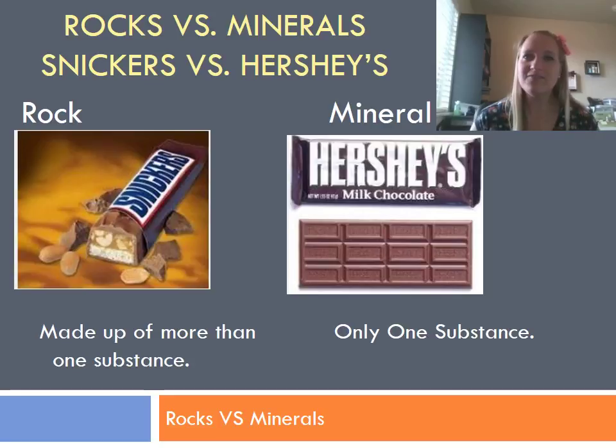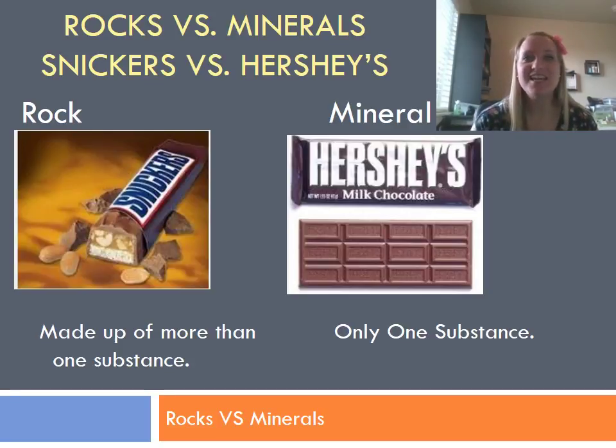So you can kind of think of it like a Snickers bar versus a Hershey's chocolate bar. Snickers has lots of different components in it. It's made of more than one thing. It has the chocolate, but it also has the caramel, the nougat part, and the peanuts part. Whereas the Hershey's candy bar is just made of chocolate. Now, I know chocolate has more than one thing, but we're not going to get into that.